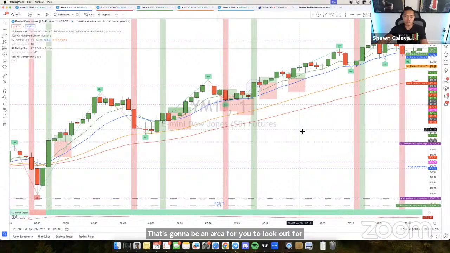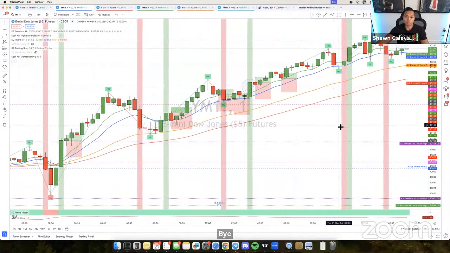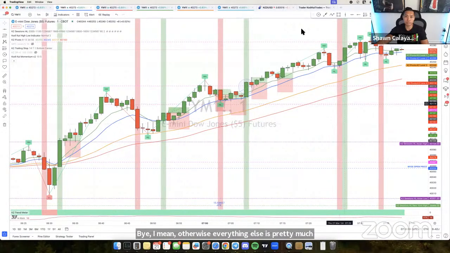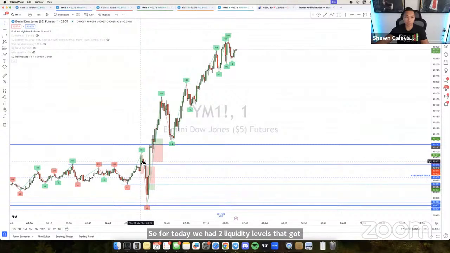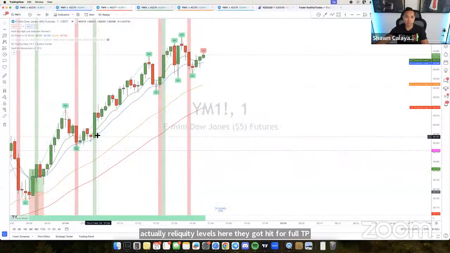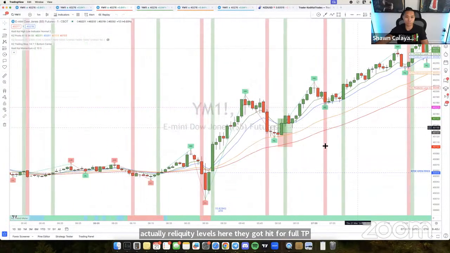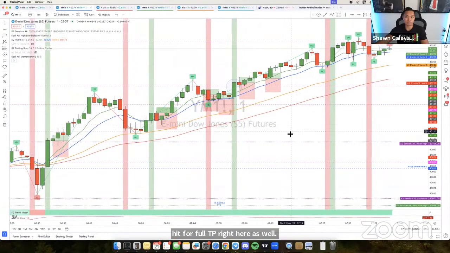But I mean, otherwise, everything else is pretty much hit for today. So today overall, if you just think about the other strategies, was actually a really good day. We had three liquidity levels that got hit for full TP, 1, 2, 3. And on top of that, we had the PRB over here that hit for full TP as well. And then we had a bunch of smaller scalps from the main strategies that hit as well.